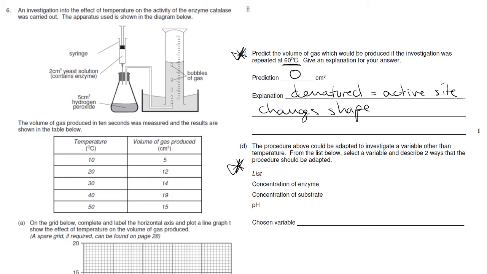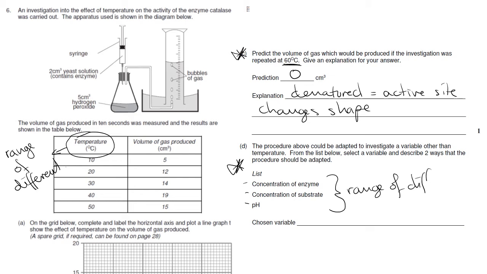Bottom question here. The procedure above could be adapted to investigate a variable other than temperature. So what you've got to do is look at this. When I was changing temperature, what have I got? I've got a range of different temperatures, right? So I want to change this so that I'm not investigating temperature and I'm investigating something else, right? So any one of the 3 of these that I pick, what am I going to use? A range of different, and whatever it is I'm picking, so a range of different concentrations of enzyme, a range of different concentrations of substrate, a range of different pHs.